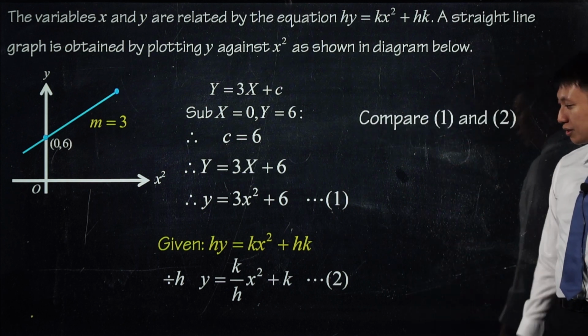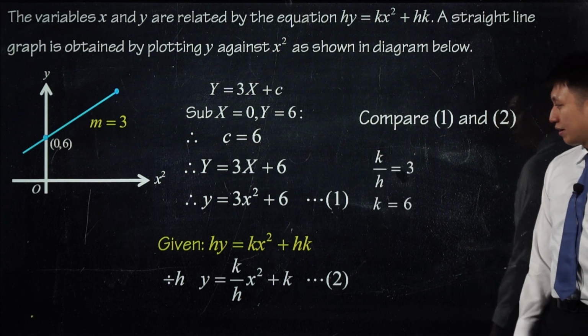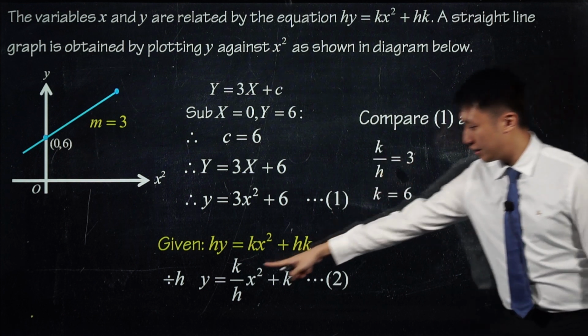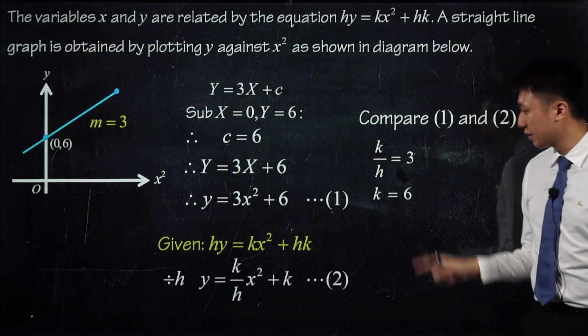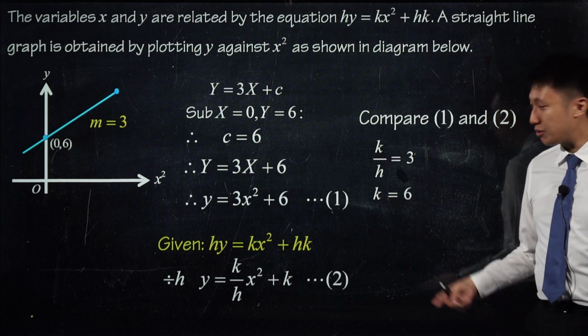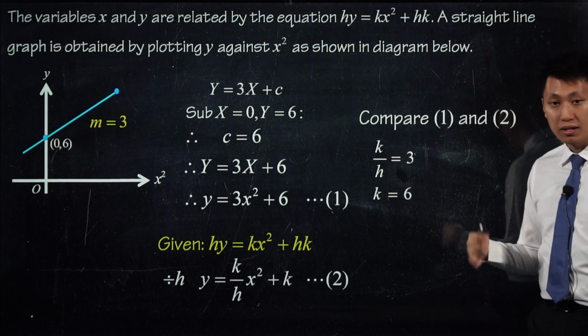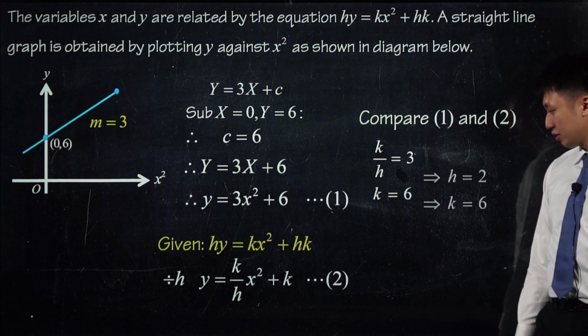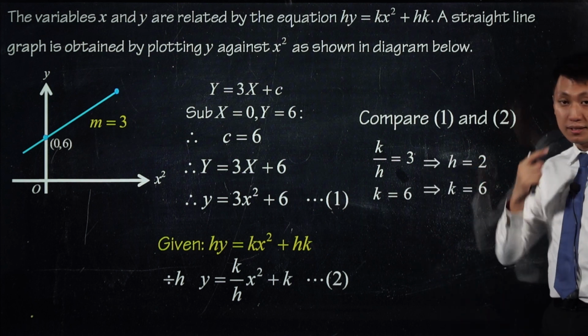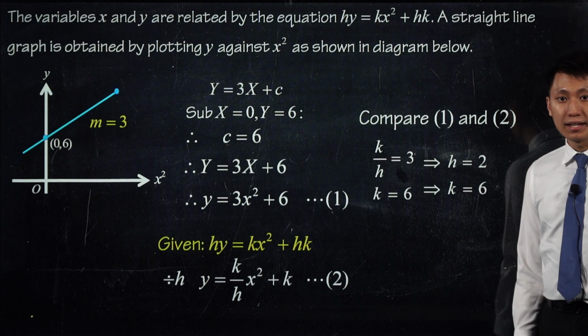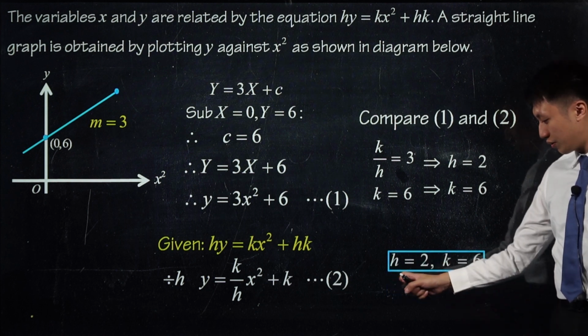Compare 1 and 2. You can tell that k divided by h will be equal to 3, and k is equal to 6. That's why you can substitute this back into here to solve for it. So the answer will be 2 and 6 for h and k. Okay, no problem. So 2 and 6.